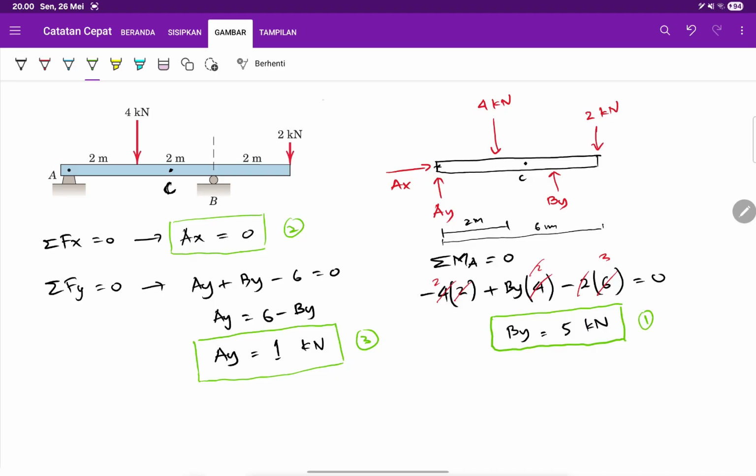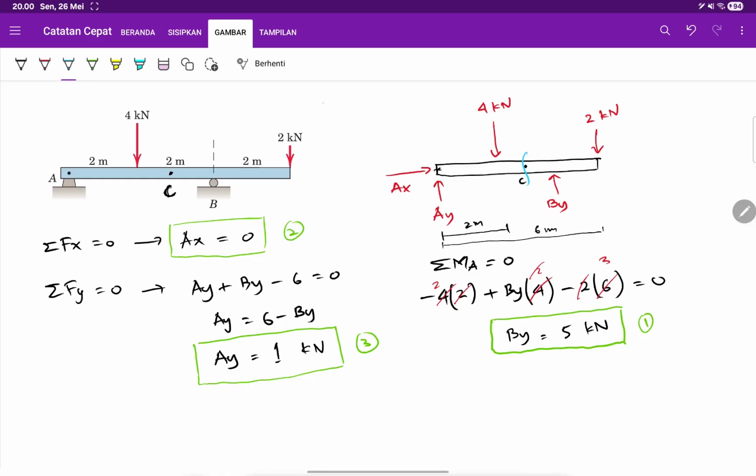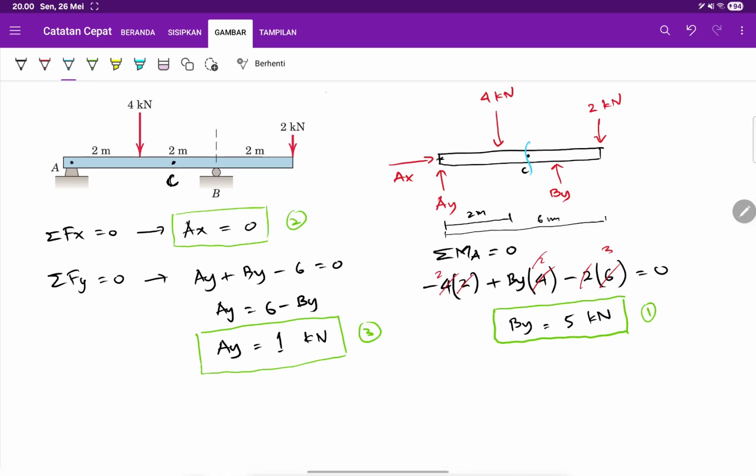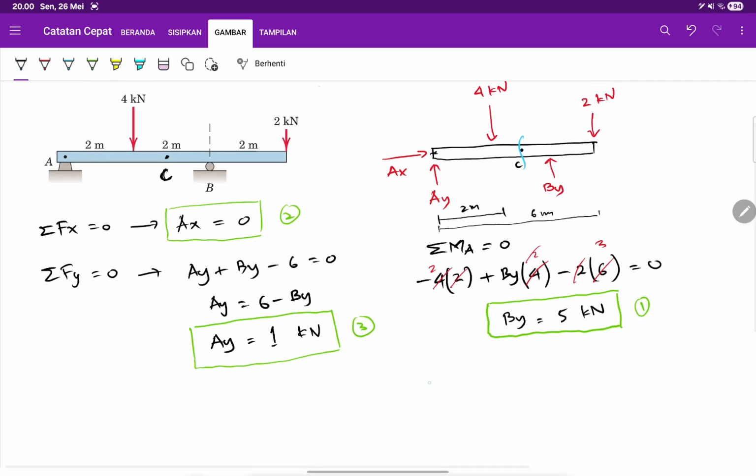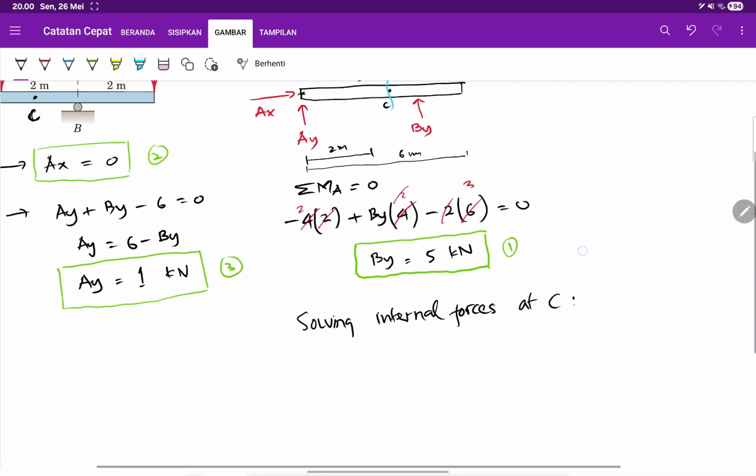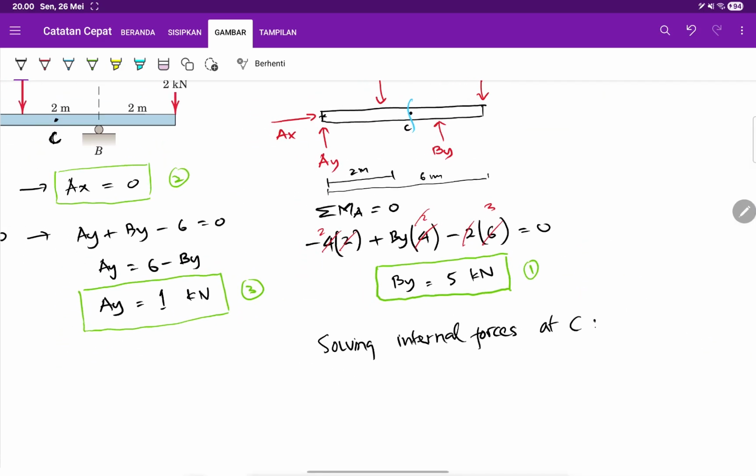Okay. So now let's say the question wants you to get to the point C. What are the internal forces? You can directly make a cut at point C. So let's make a section at point C, and then let's take the left part. So let's say we are solving internal forces at C. Let's draw again the left section.